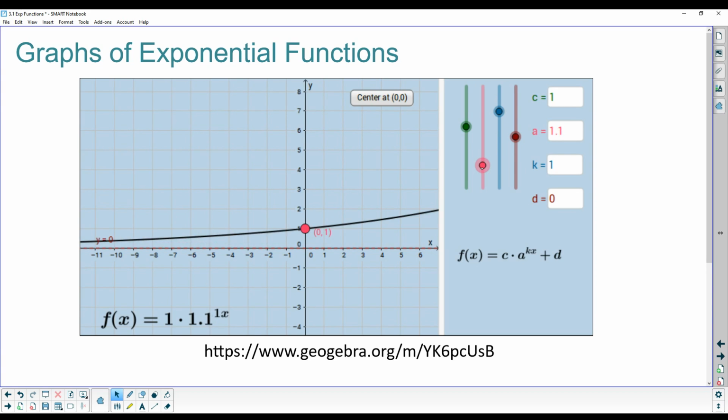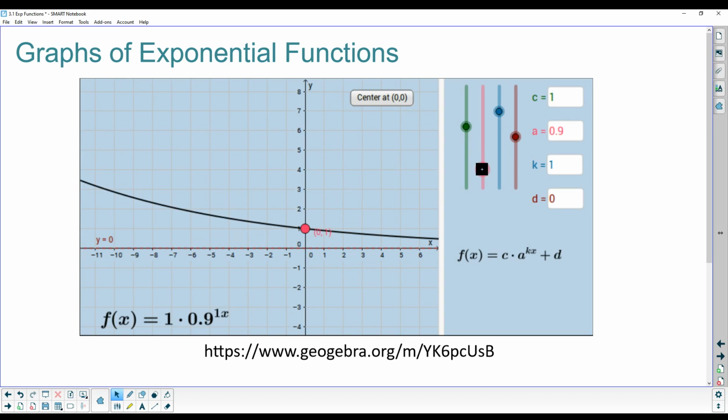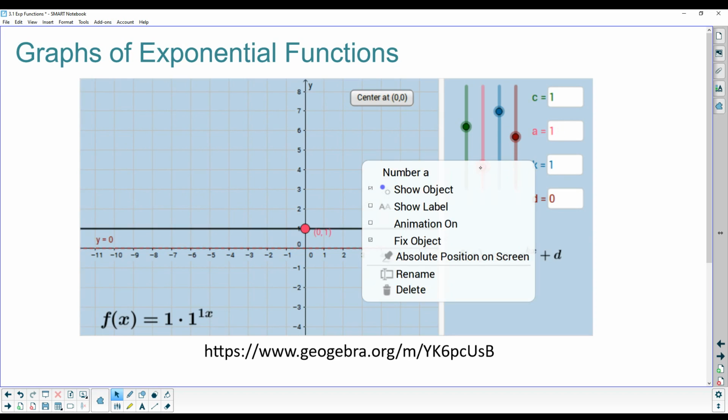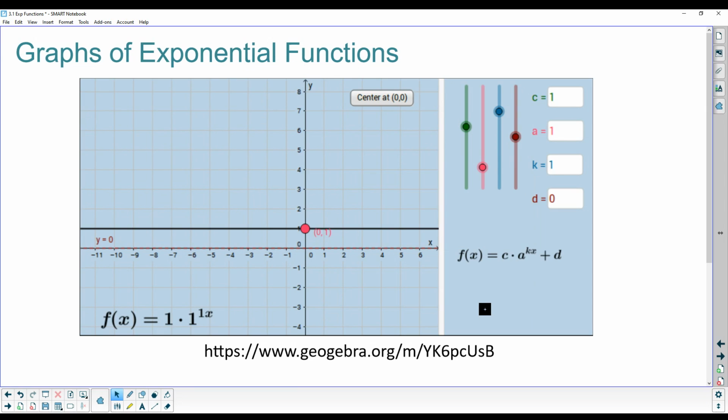What if I made it 1? Getting closer. So that's why we can't have base 1, because base 1 is not exponential, it's a constant.